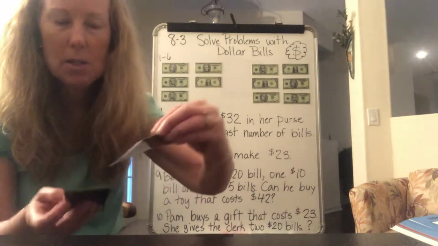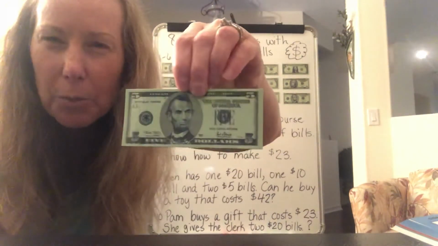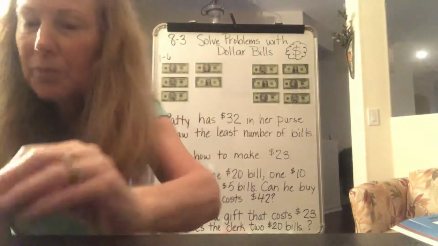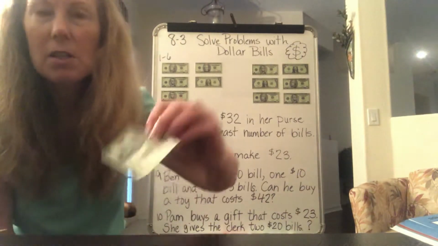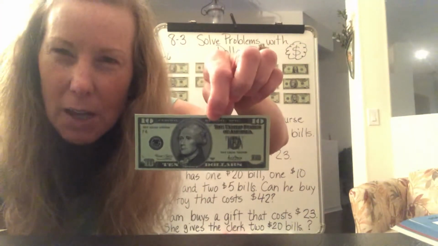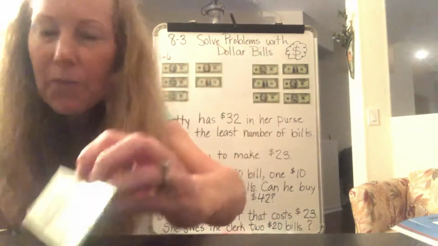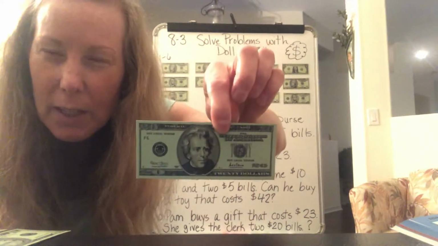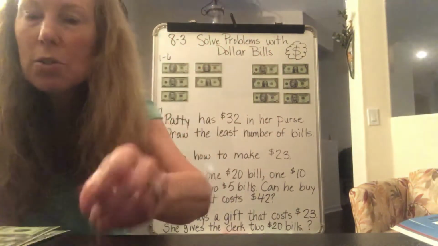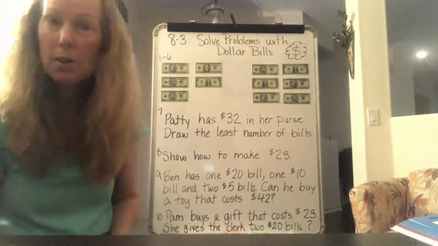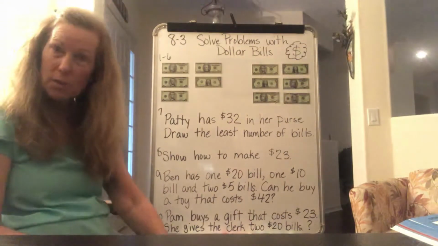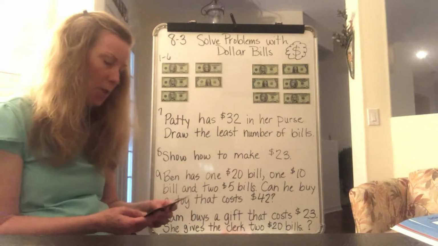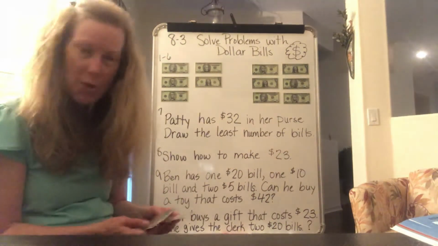Here's a $5 bill. Trying to get it without a glare. Here's the $10 bill. And here's the $20 bill. Now, boys and girls, there are others. There is like a $50 bill. And there is also a $100 bill, okay? So, anyways, but I don't have those.